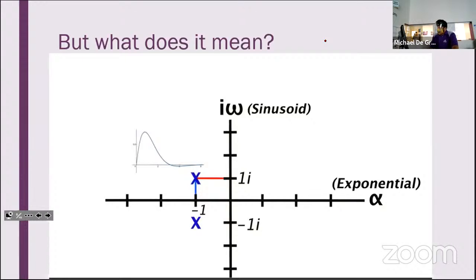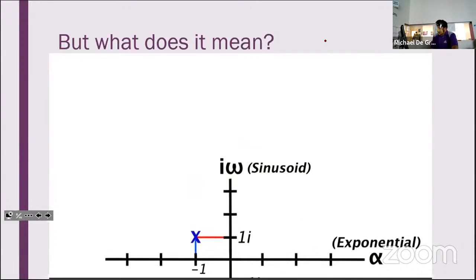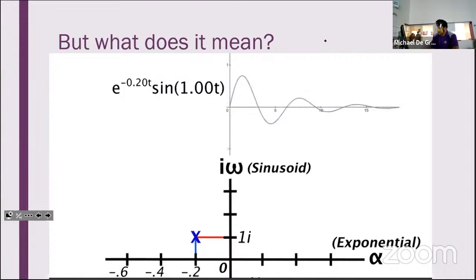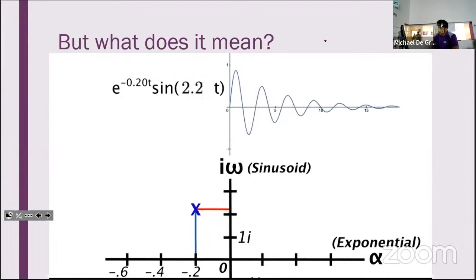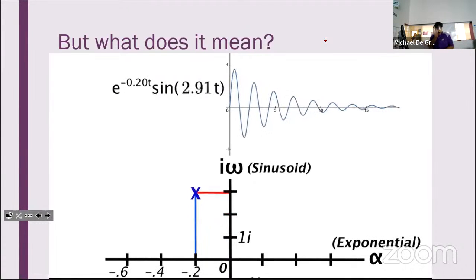Since this graph is symmetric about the real axis, I'm going to move it down, and to help with visualizations, I'm going to change the x-axis so every tick mark is 0.2 units apart. But anyways, now the pole represents this function with that exponential and sinusoidal component whose graph looks like this. If I move the pole away from the x-axis, then the sinusoidal frequency increases, causing faster oscillations, and the resulting equation will have an angular frequency that matches what we see on the imaginary axis.